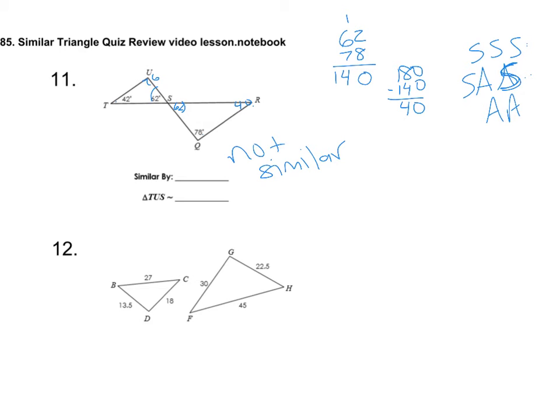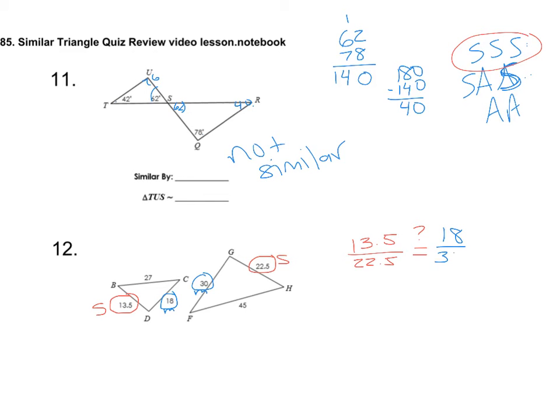All right, number 12. In number 12, we don't have anything that's the same, so we have to use sides. Remember, we want to make sure that we are comparing the sides accurately. So I'm going to start with the left side. This is my short, and then on the right one, that's my short. So 13.5 divided by 22.5. Does that equal our medium? My medium is 18 and 30.